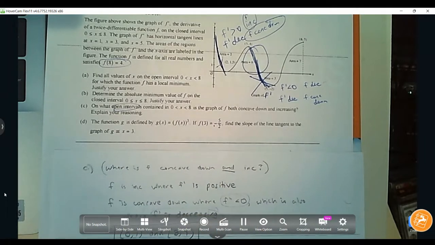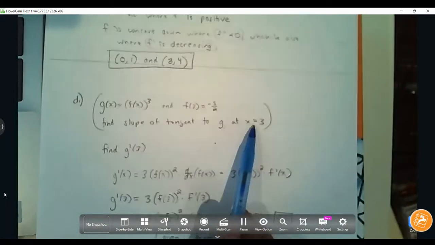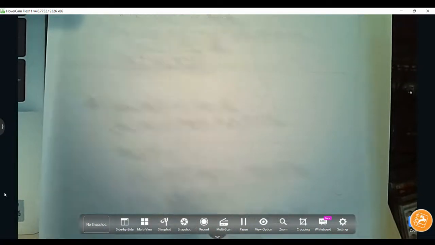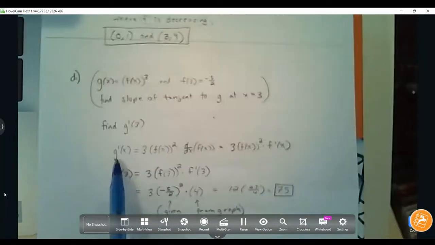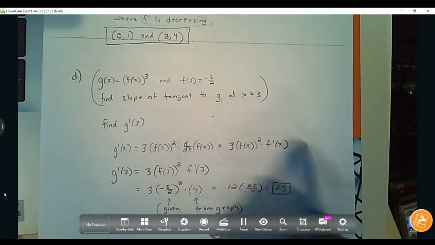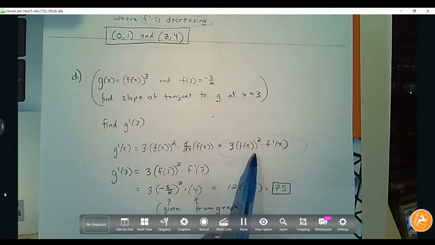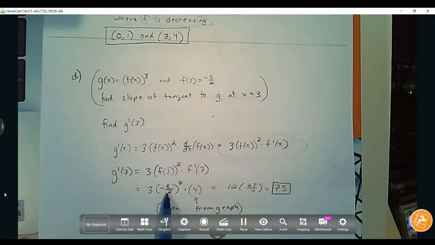So let's look at this here. Okay, so we have this information and we want to find g prime of 3. Yeah, that's what it said. So for g prime, we start by finding g prime using, like I said, the chain rule. Okay, so here's g prime. And then for f of 3, we're given that y value, so that's how I got the negative 5 halves.